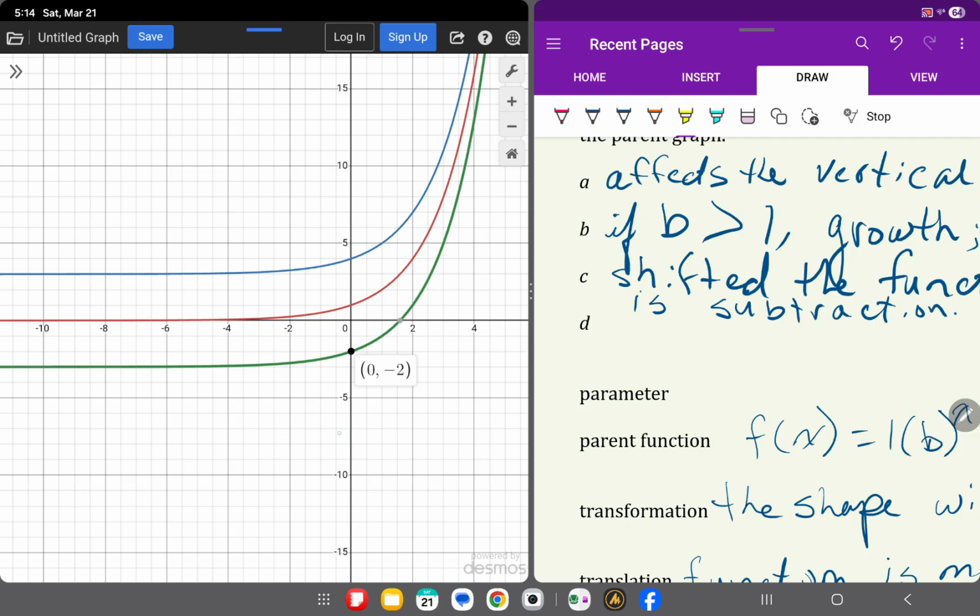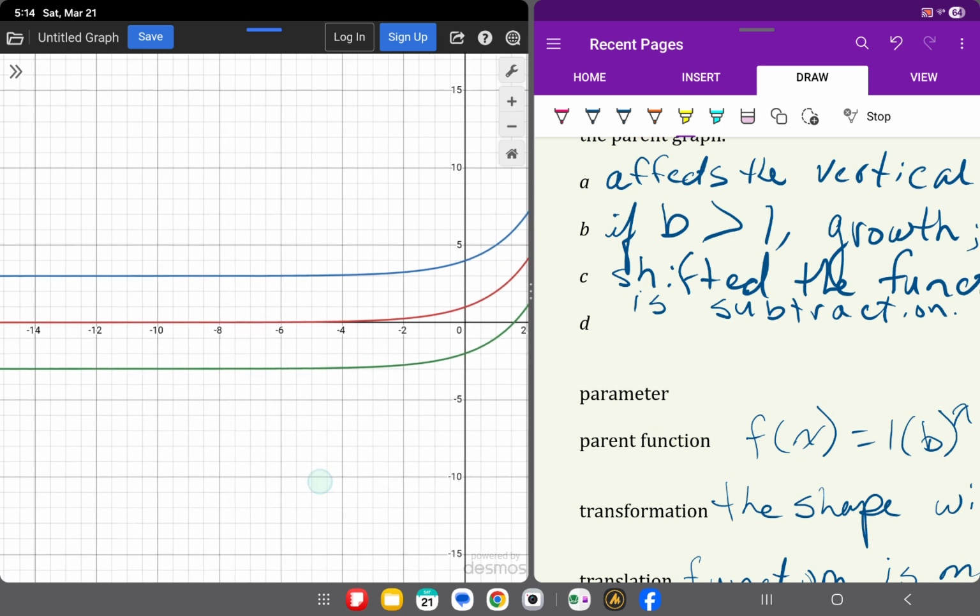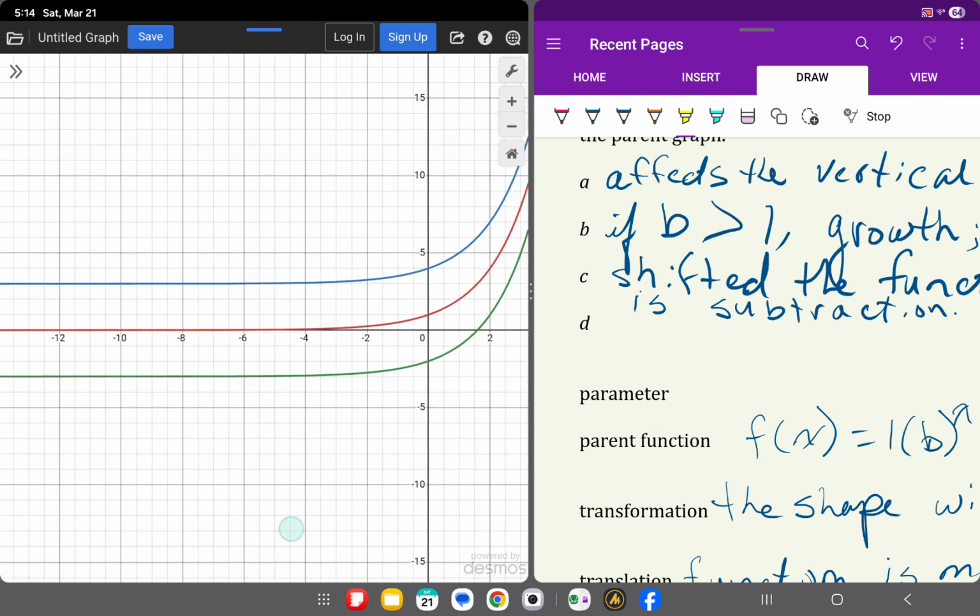And as we can see, it's now (0, negative 2). So we have to remember, where does our parent function usually cross our y-axis? Our y-intercept is (0, 1). If we are shifting it down 3, instead of crossing at (0, 1), it will cross at (0, negative 2). And our asymptote should be approaching negative 3 instead of a positive 3.